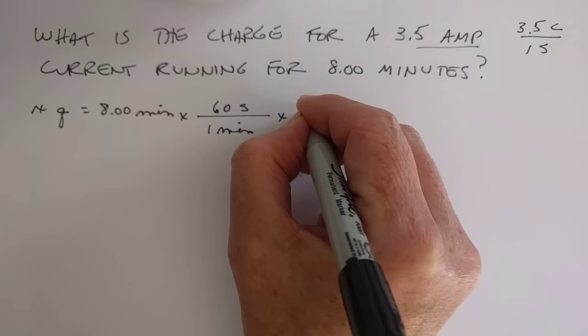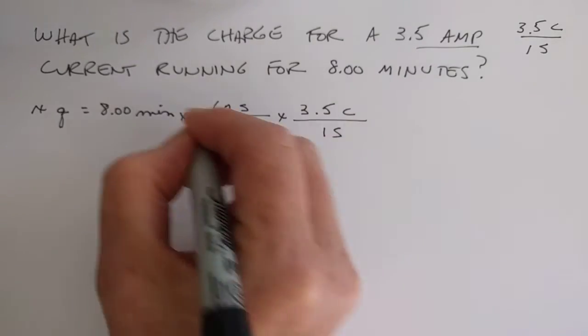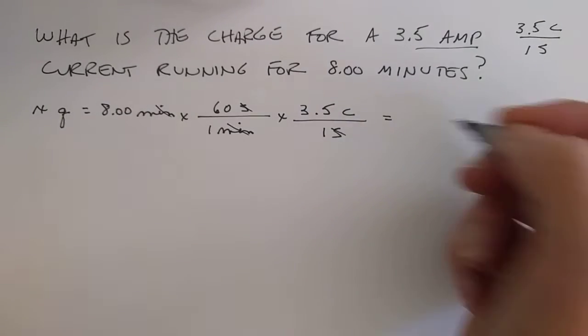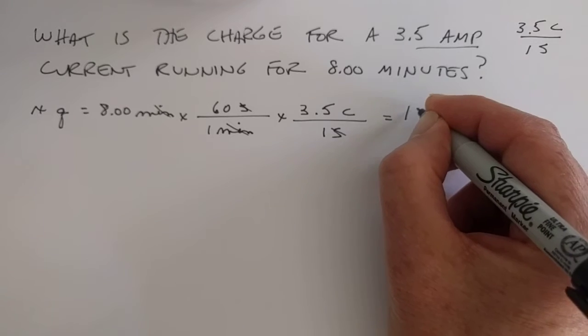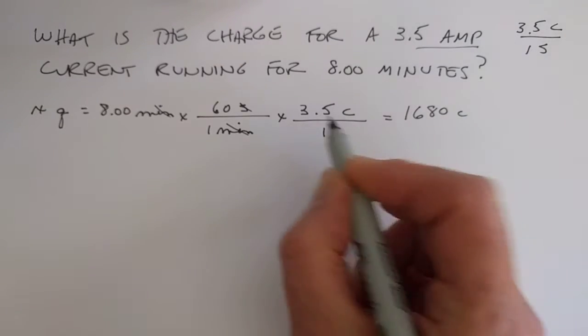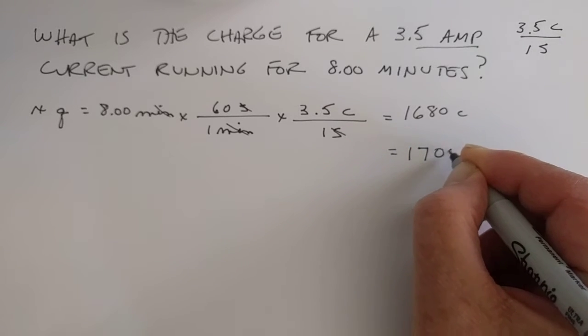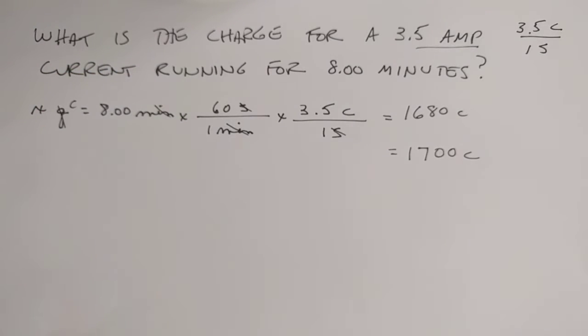So we have 3.5 coulombs for every 1 second. So minutes cancel, seconds cancel. We're looking for Q, which is coulombs. I guess I should have put X coulombs for charge. Okay, so we get 8 times 60 times 3.5 equals 1680 coulombs. That has 2 sig figs, so to write that with the proper sig figs, that'd be 1700 coulombs. And I should have had X coulombs there, even though charge is represented by Q.